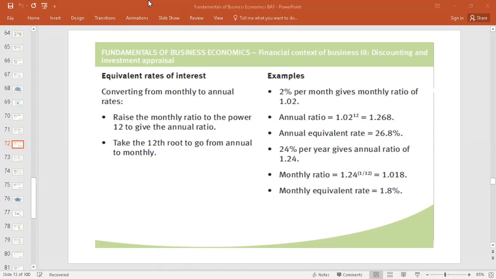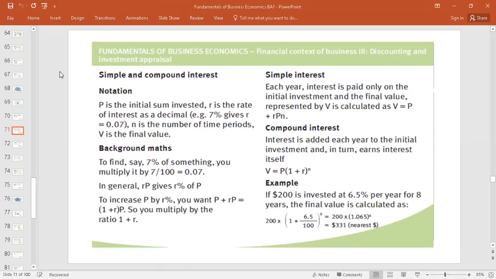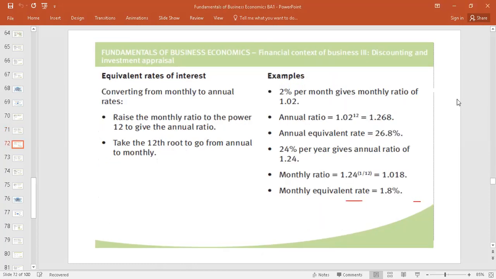The next concept is equivalent rates of interest. In the previous example, the interest rate was calculated at the rate of 6.5% per year, and the amount was invested for 8 years. So at the end of 8 years, what's the value?